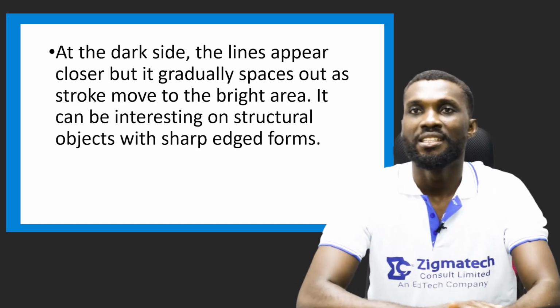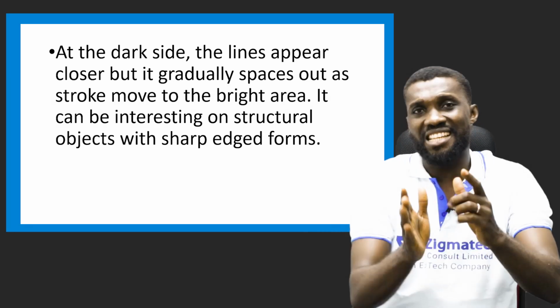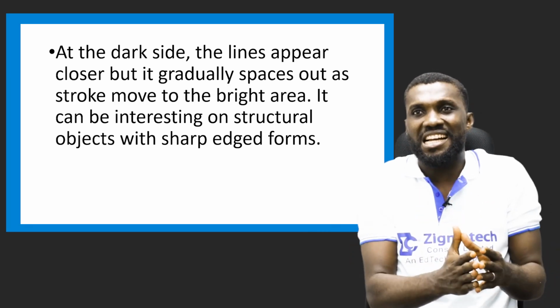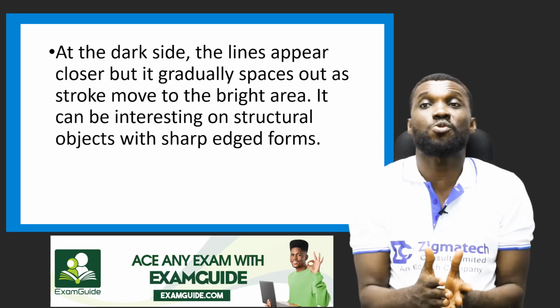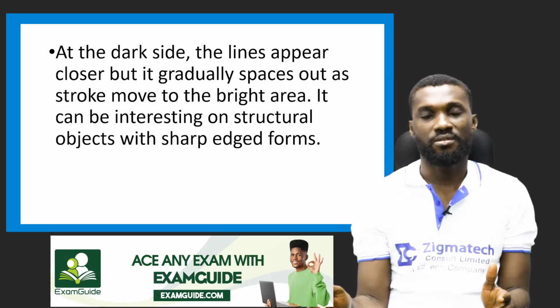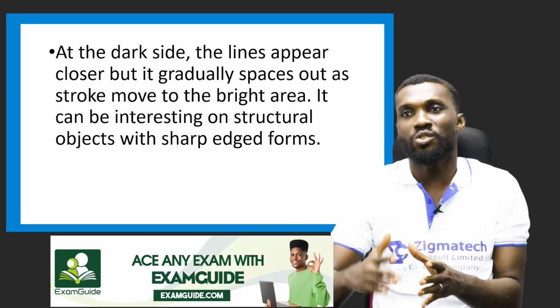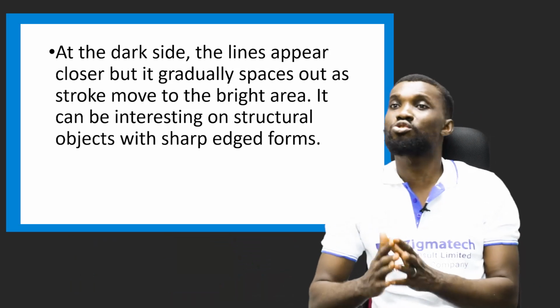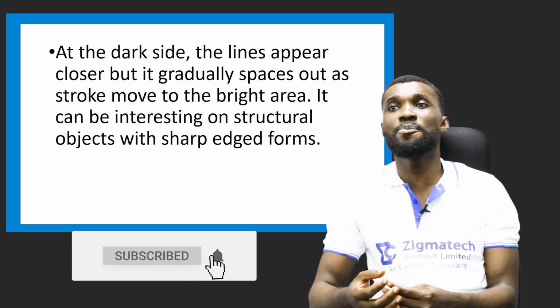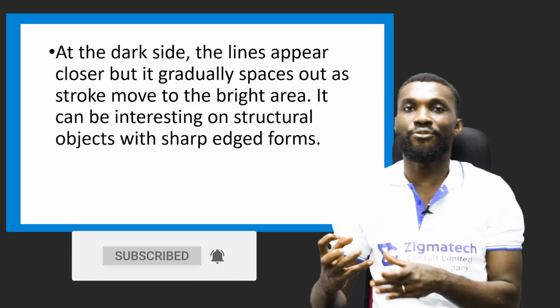At the dark side of your shading, the lines appear closer together. Gradually they are spaced out when you start getting to the brighter part of it. This is interesting on structural objects with shapes and edges and forms.